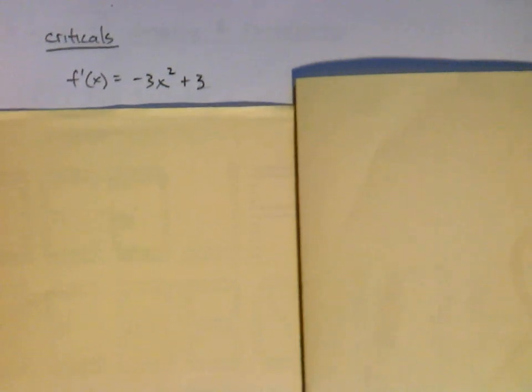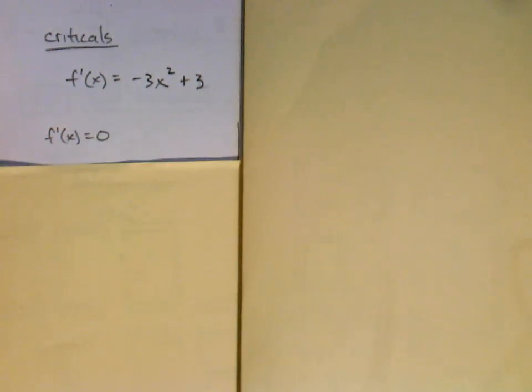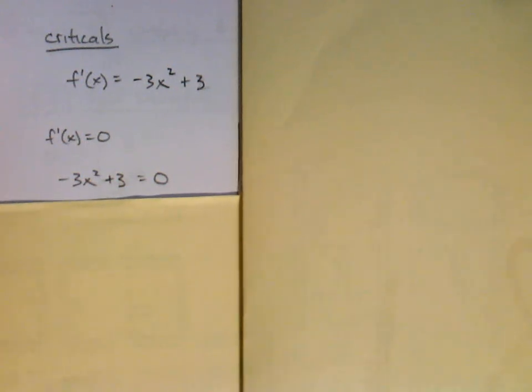Now, we need to do two things. We need to set the derivative equal to 0, and we need to figure out, are there any x values where that derivative will not exist? So let's look at setting it equal to 0 first. I'm covering up the other side, so we're going to just say, hey, negative 3x squared plus 3 equals 0. And we'll go ahead and solve.